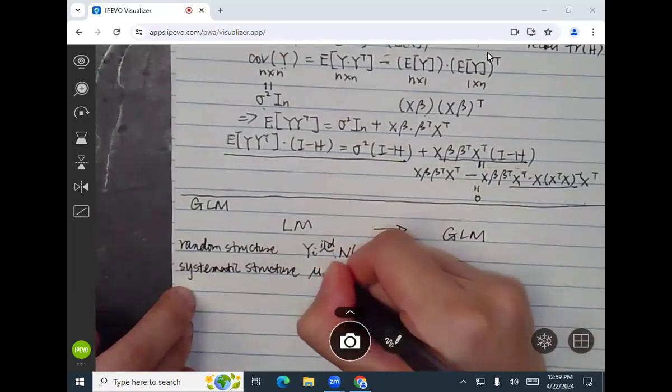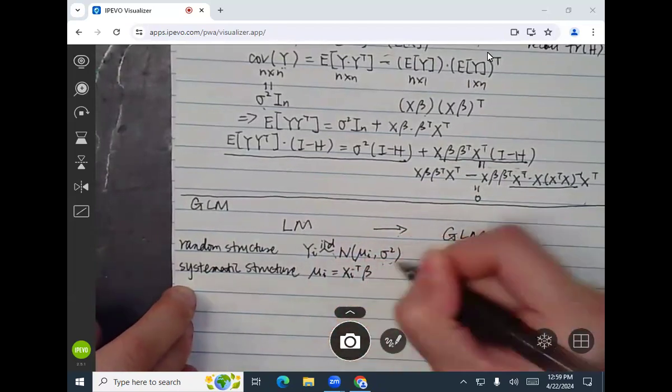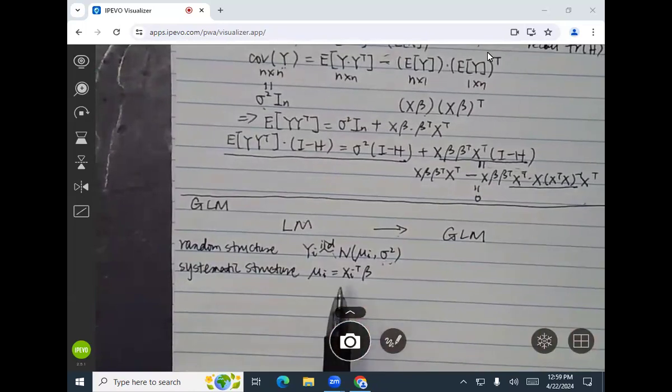So we have mu i equals x_i transpose beta. That's the systematic structure. In the systematic structure, there's no randomness. It's just this relationship, which we assume as a functional relationship, but it's nothing random. The random part, why y_i is not exactly equal to mu i, is because of the random structure. And we assume the randomness to be Gaussian.